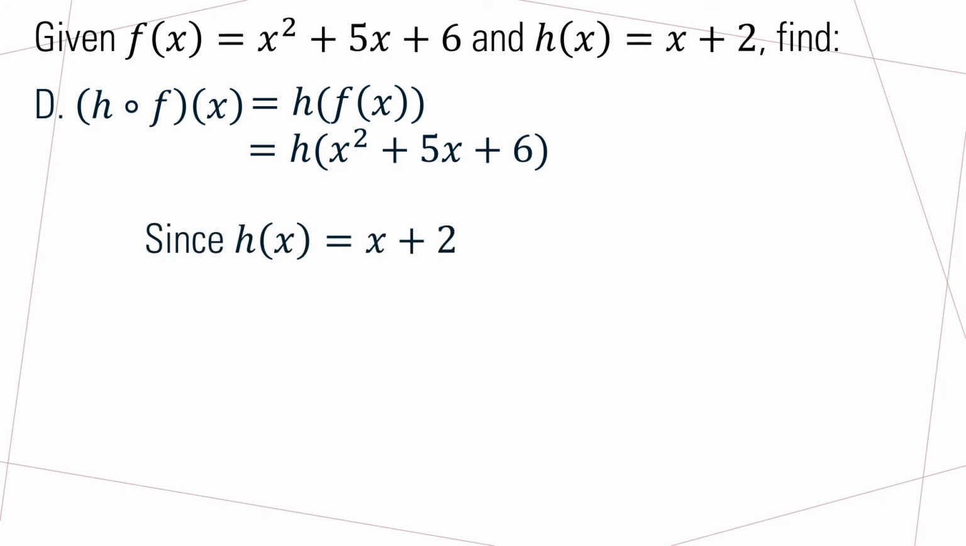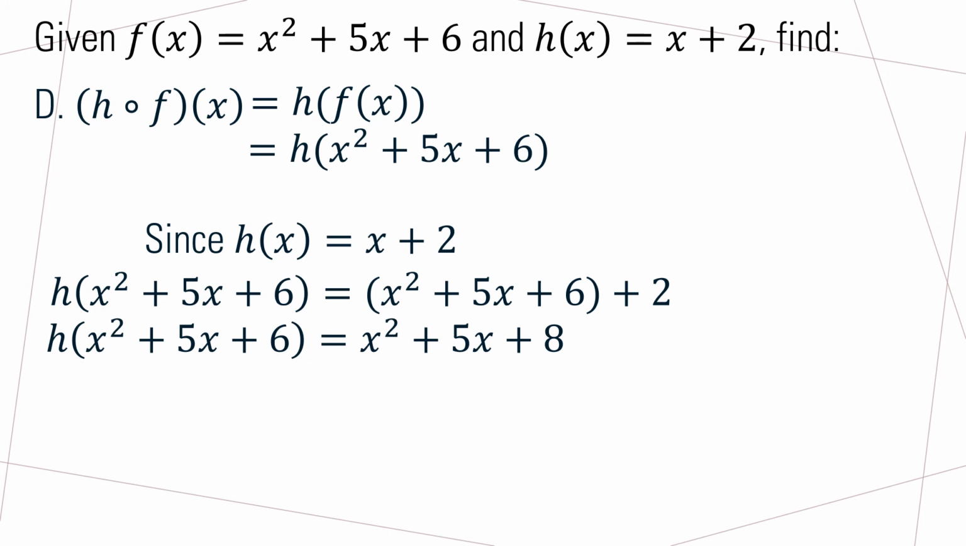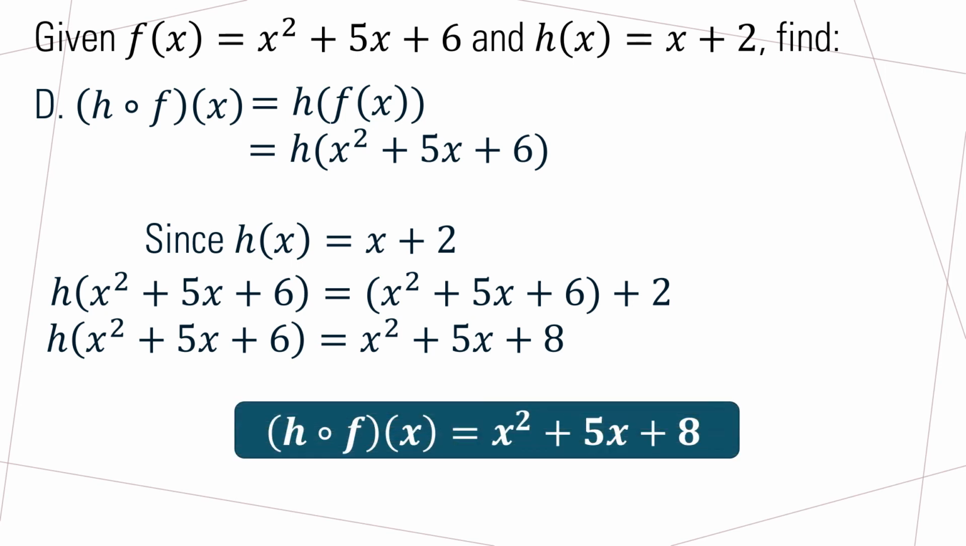And since our h of x is equal to x plus 2, and we are going to replace x by x squared plus 5x plus 6, therefore we will have x squared plus 5x plus 6 plus 2. And combining like terms, we will get x squared plus 5x plus 8. And therefore, our final answer is h of f of x is equal to x squared plus 5x plus 8.